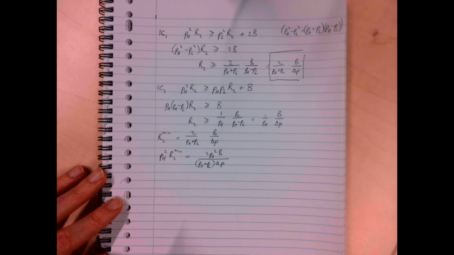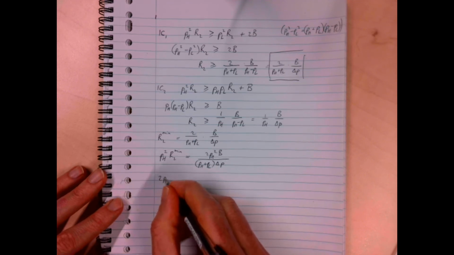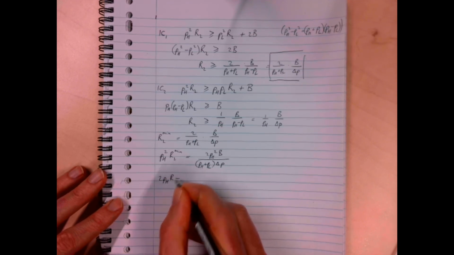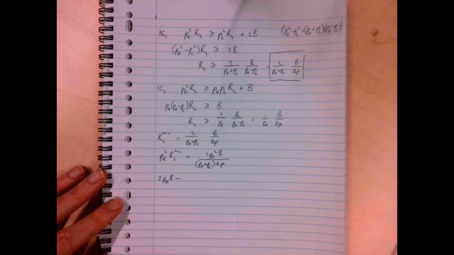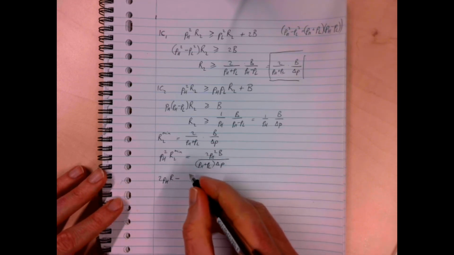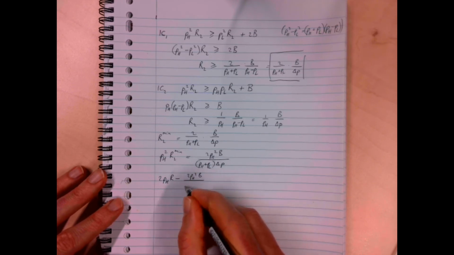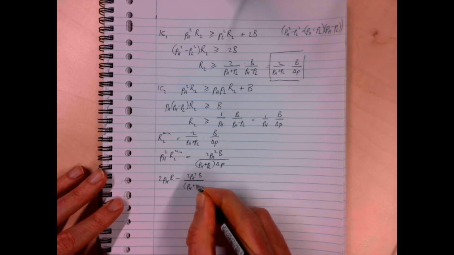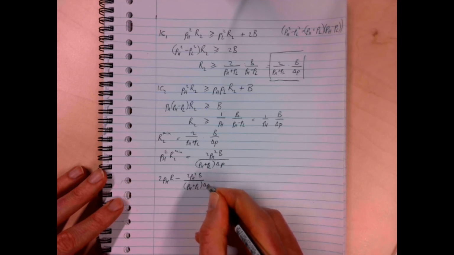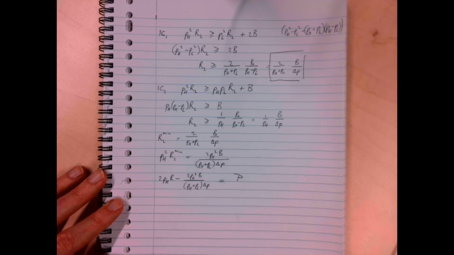That's the amount that we need to promise at least to the entrepreneur. So what remains, what can we pledge to outsiders? Well, the total rents of this project, which is 2PHR, minus what we need to promise to the entrepreneur, at least. So minus this amount, 2pH squared B over pH plus PL delta P. This is going to be the pledgeable income. So this is what we can promise to the outside investors.